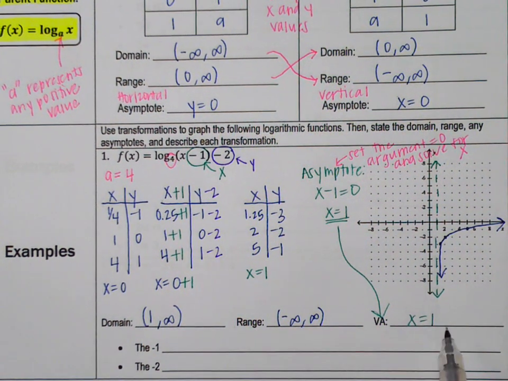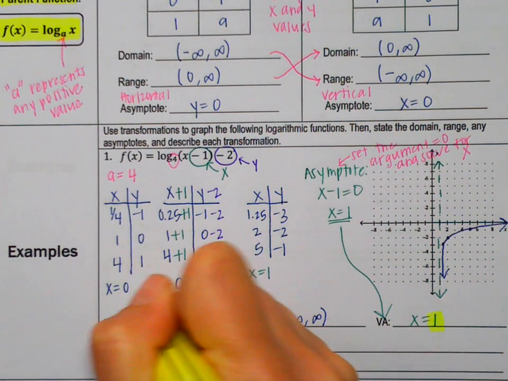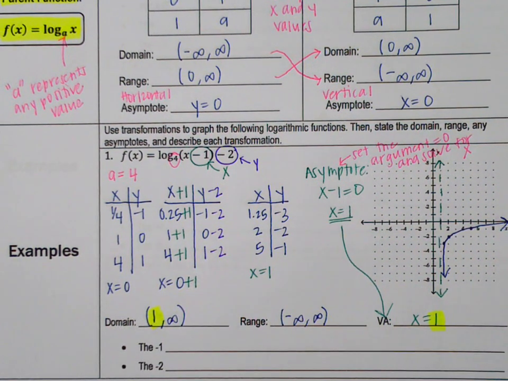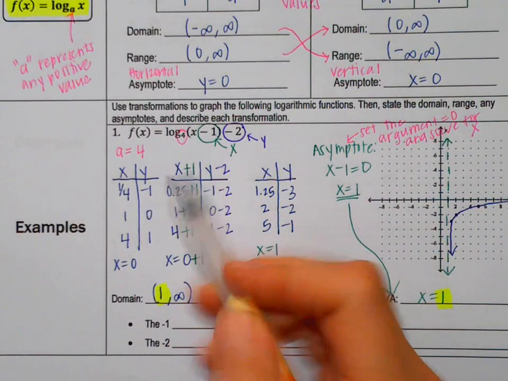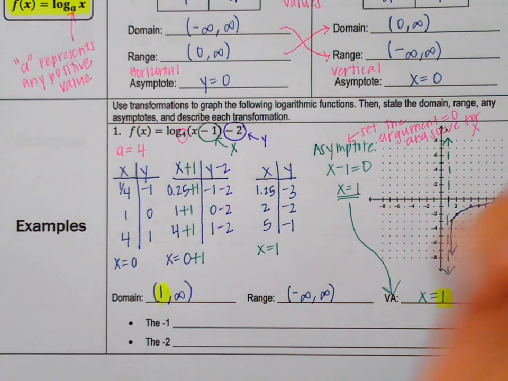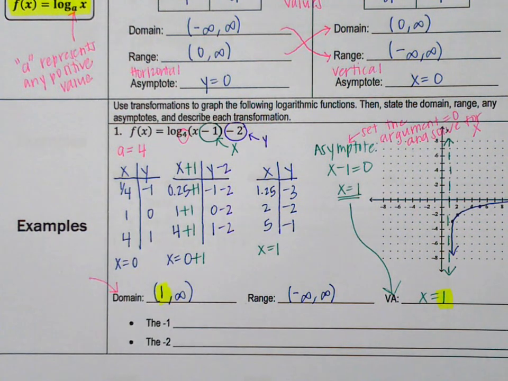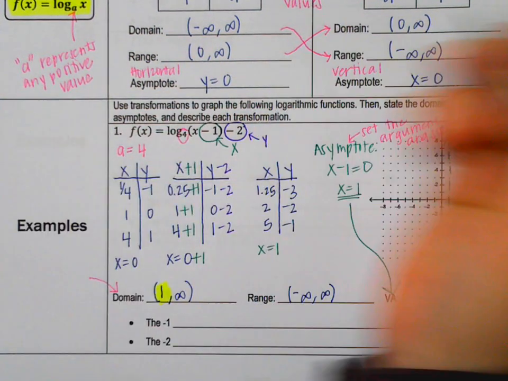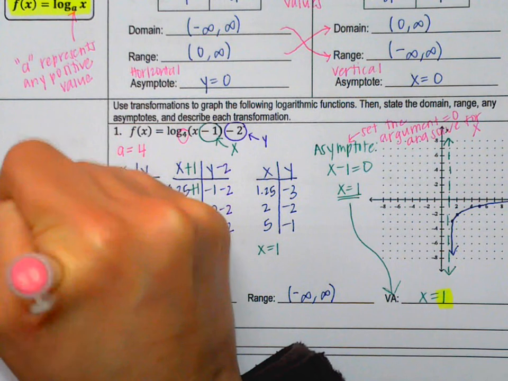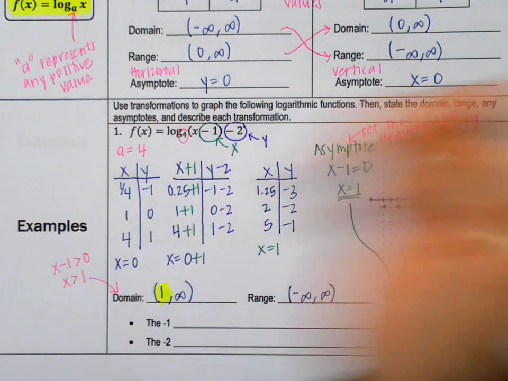So the domain, like I said, it goes hand in hand with the vertical asymptote. So if this is 1, you will always either start or end with 1 or whatever the vertical asymptote is. But you can also, without graphing, figure out what the domain is. So just like the asymptote, you set the argument equal to 0 and then solve for x. What you're going to do is take the argument and set it greater than or equal to 0. So you're going to take the argument, which is x minus 1 is greater than 0, and then solve for x. X is greater than 1.